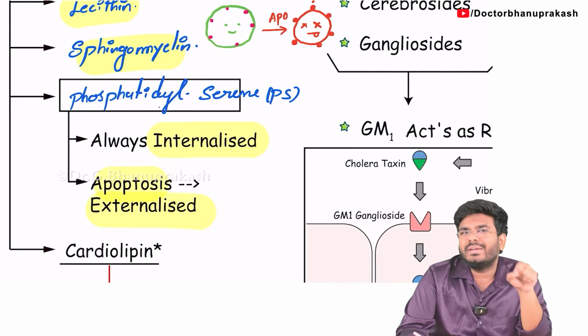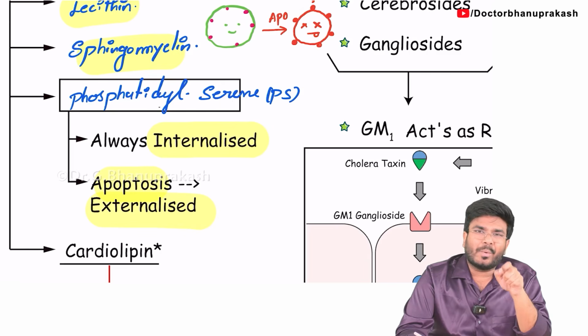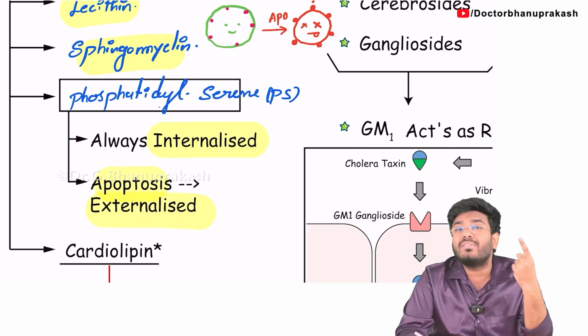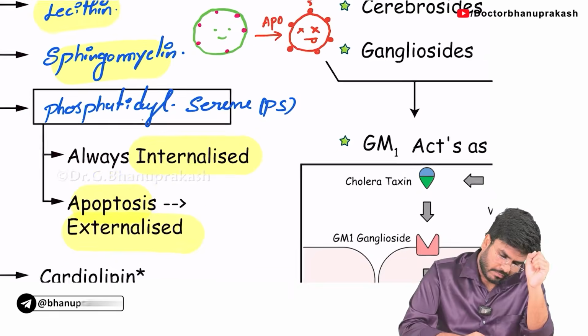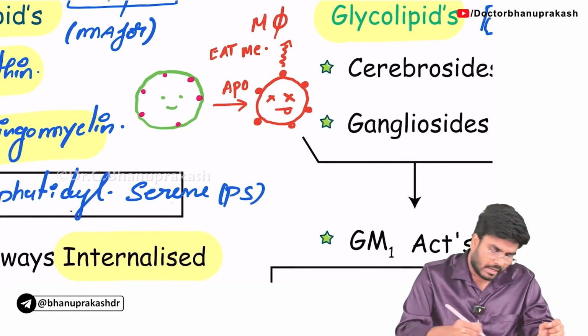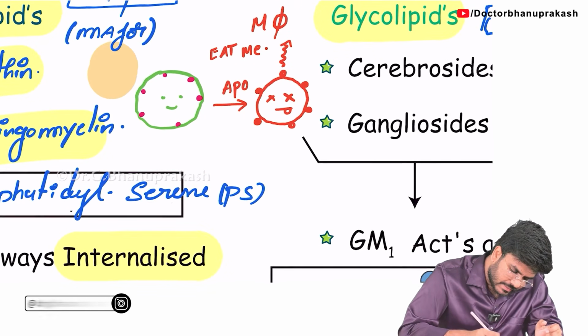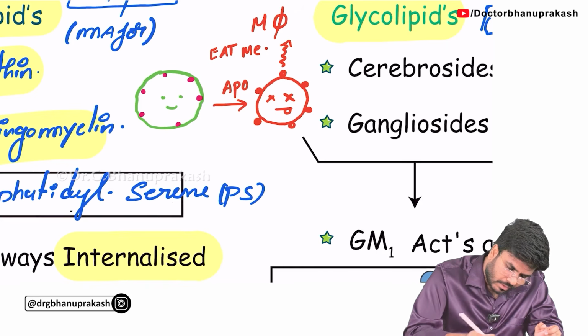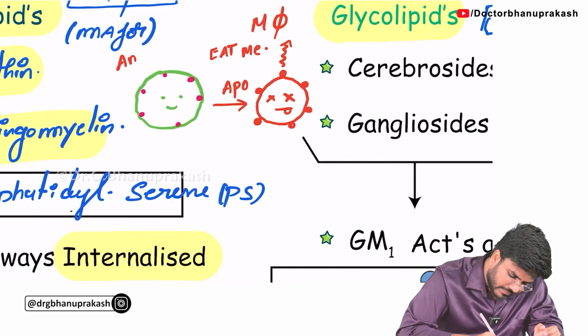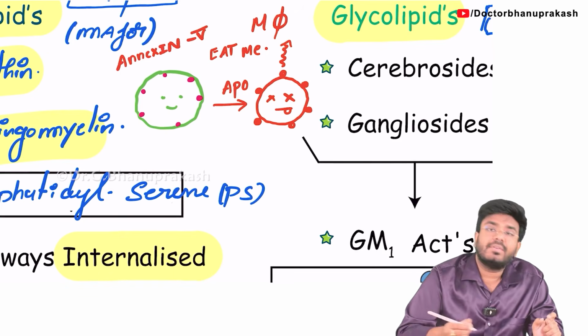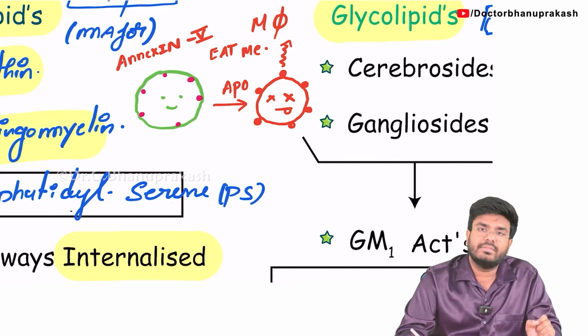So now tell me how to identify apoptosing cells. In an apoptosing cell, phosphatidyl serine flipping is seen. Now, why is this very important for your exam? See, now I am using a dye called annexin 5. This annexin 5 will go and bind with phosphatidyl serine.